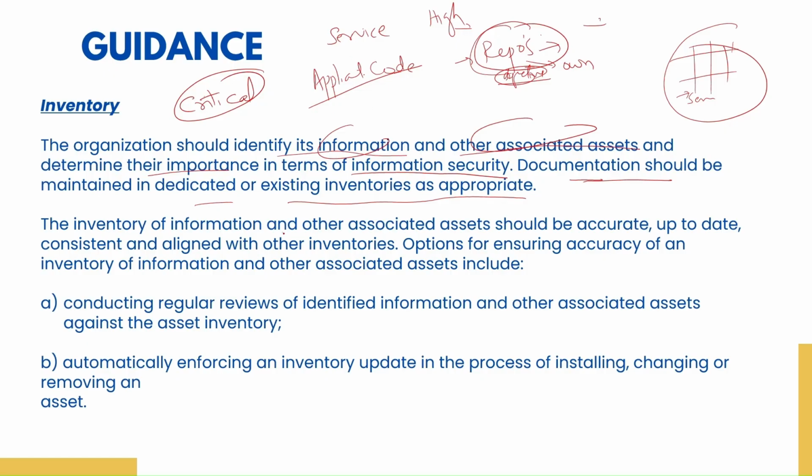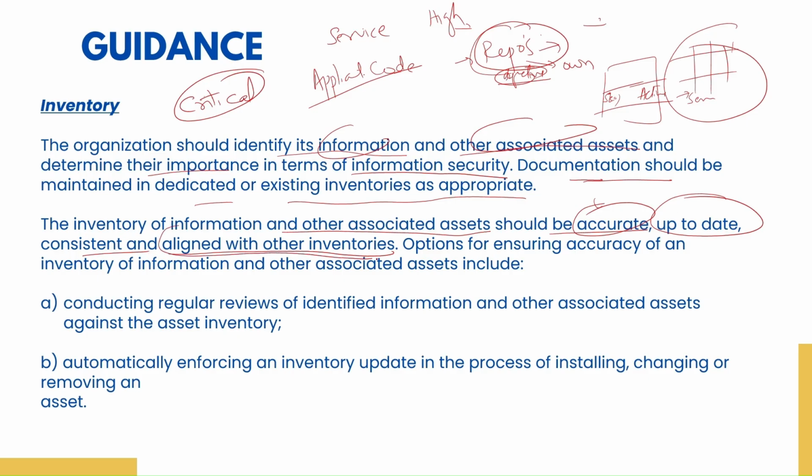The inventory of information and other associated assets should be accurate. I told you, right? Whenever there is any change, come back and update your asset inventory. So whenever an auditor comes and you're saying, no, this asset is no more there in our environment, we have decommissioned it, but in your inventory you're saying that it is still active, it should not be like that. Your asset inventory should always be accurate, up to date, consistent, and aligned with other inventories.